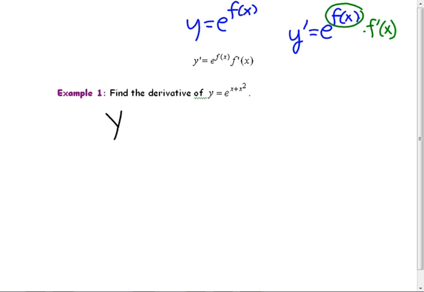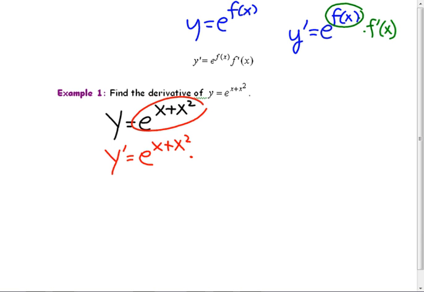So let me write this one. So y equals e to the x plus x squared. So I want to find the derivative of that. I want to find y prime. So what's y prime? I see what's encompassed. So it's what you have here back again. That doesn't change. e to the x plus x squared times 2x plus 1. That's it.